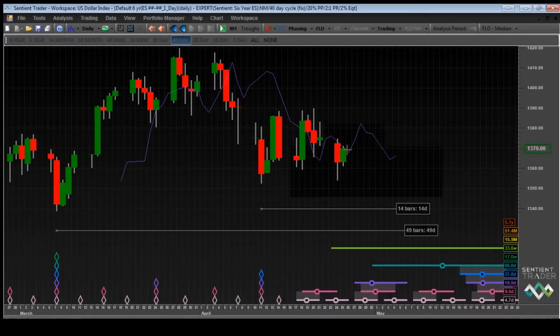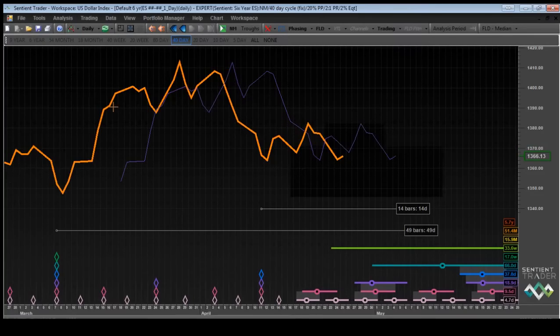Well, how do you answer that question? Again, we turn to our FLDs and our VTLs. So let's consider them one at a time. How do we know if a 20-day cycle trough has formed? We know when price crosses up back above the 20-day FLD. Has it done that? No, it hasn't, not yet.